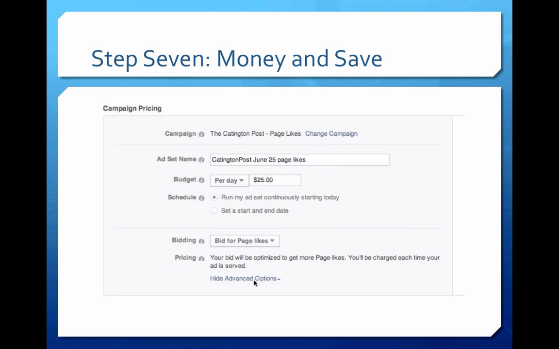And I click on bid for page likes, and this says, okay, Facebook, do your best for me. And Facebook goes ahead and gets me likes. Very simple, 7 steps. It will not take you as long as it took me to talk about it, but that's how you get likes to your page.